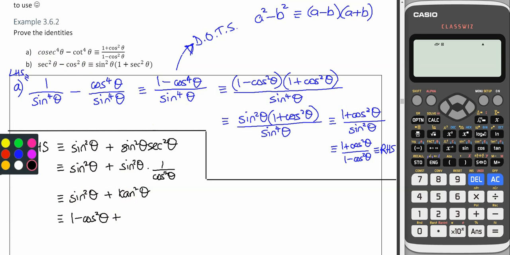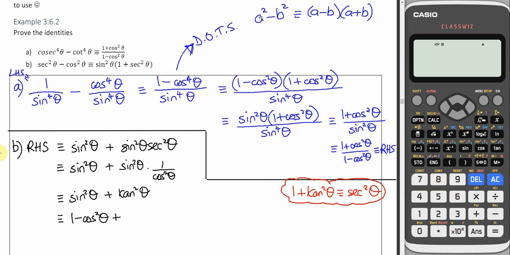And on the right hand side, I'm just going to write the identity that I'm about to use. 1 plus tan squared is always sec squared. So 1 plus tan squared theta is the same as sec squared theta. That allows me to replace tan squared theta with sec squared theta, take away 1. That's just a rearrangement of this. And then 1 take away 1 is 0. And I'm just going to put the positive term first. Take away cos squared theta. And that is what I was aiming for. That's the left hand side.